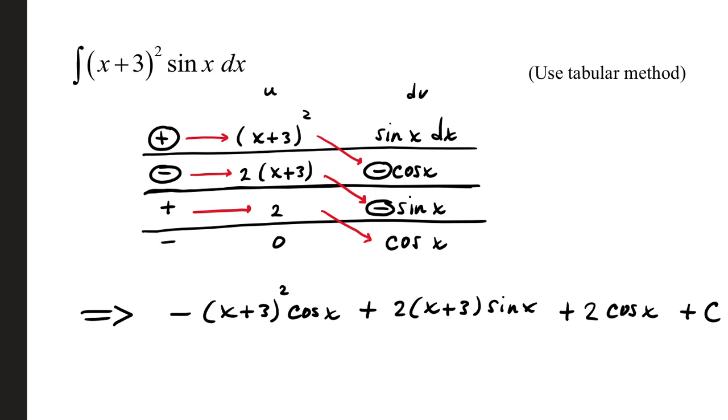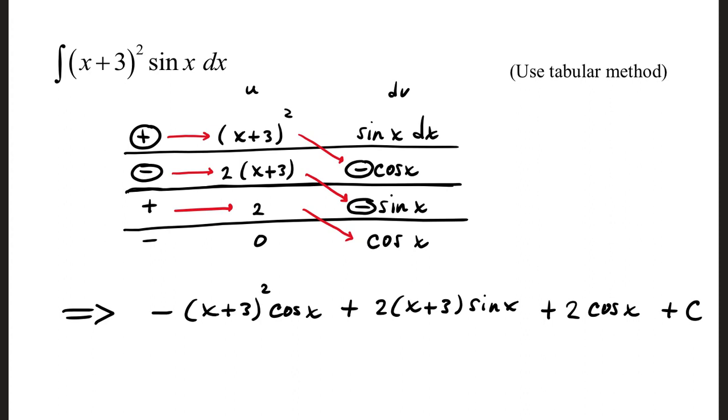Then, to write out your antiderivative for the original problem, you start with your sign. So you have positive u. Now, on the dv column, you have to slant downward a row. So it's positive x plus 3 quantity squared times negative cosine x. I'm going to go ahead and float that negative out front, but basically it's negative x plus 3 quantity squared cosine x. Then you go to the second row, minus 2 times x plus 3 slant downward times negative sine.